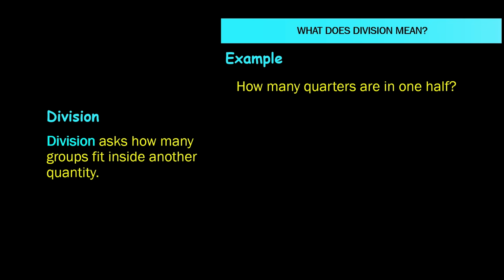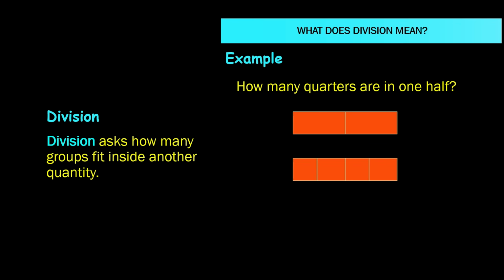Now let's ask how many quarters are in 1 half. Here's a whole which is split into 2 halves. If we split the whole into quarters, as shown here, then you can see that in 1 half there are 2 quarters. So a half divided by a quarter equals 2.